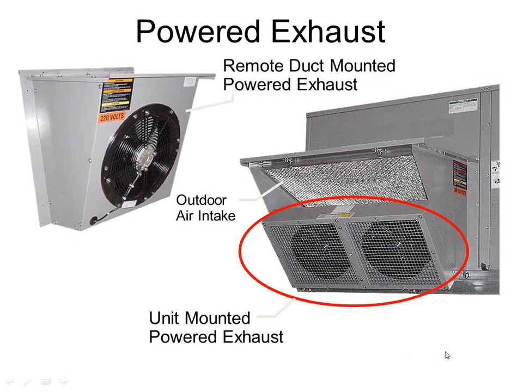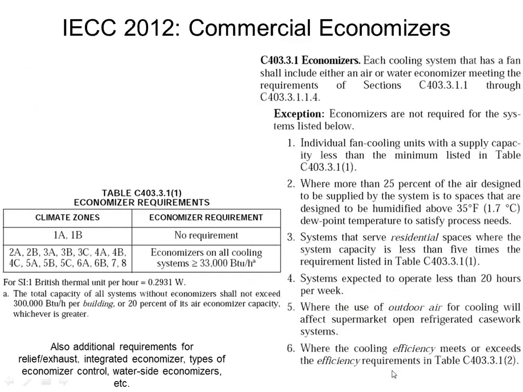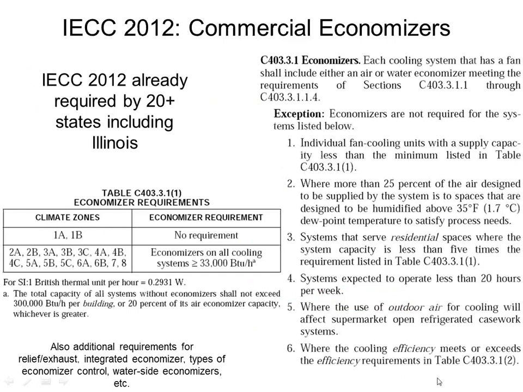But I got to have a pathway for the air to get out. From a code standpoint, economizers are frequently required, right? So this is what's going on with the current codes. This is the IECC 2012, which, based on the map I showed you earlier, there's already 20 plus states that are on that particular code or higher.